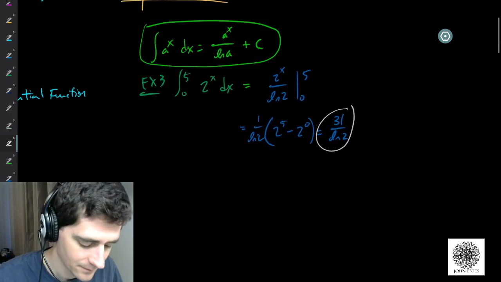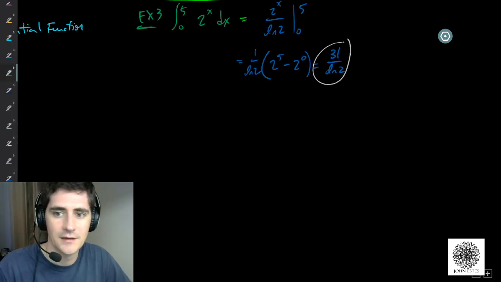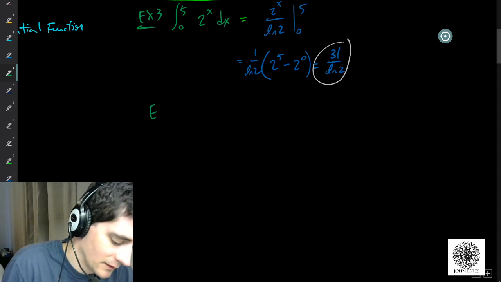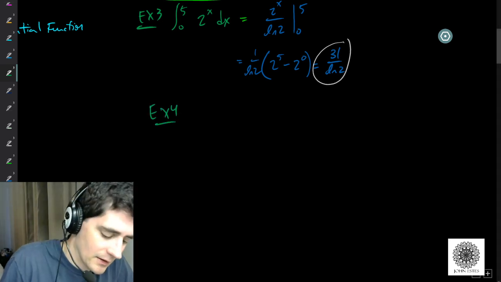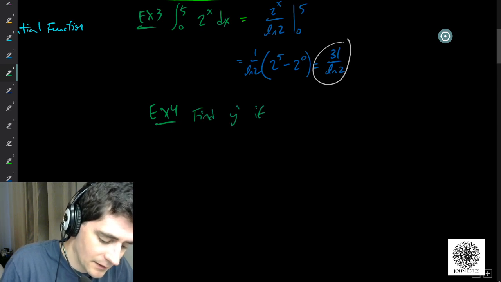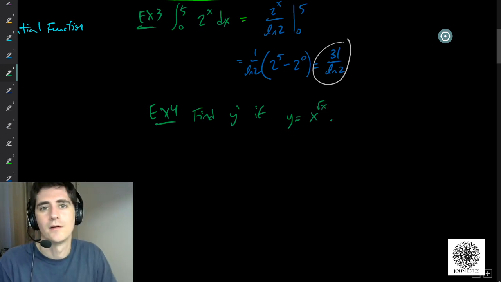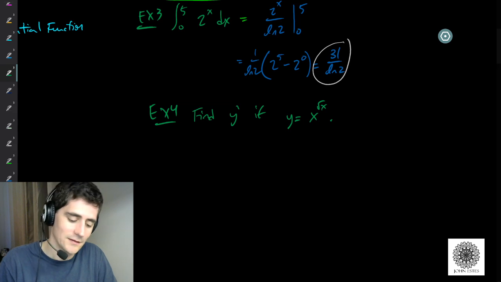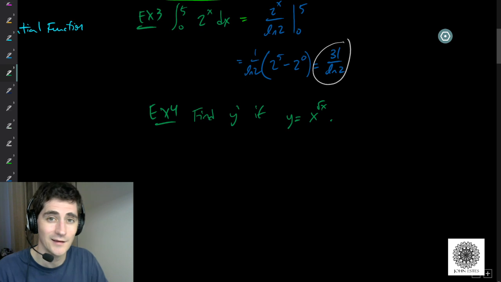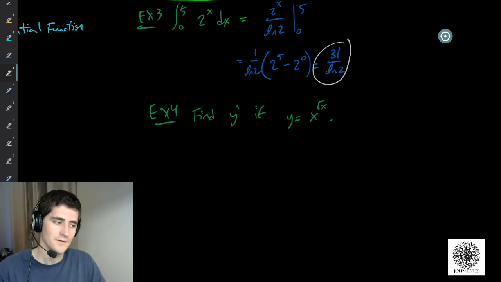All right, now let's try one more. This is something we've already done, but I like looking at these, so I think it's worth going over again. Let's find y prime if y equals x to the square root of x power. So here when you have something weird like this, an x to the x power, how on earth do you take the derivative of that? You're going to have to use this logarithmic differentiation technique.